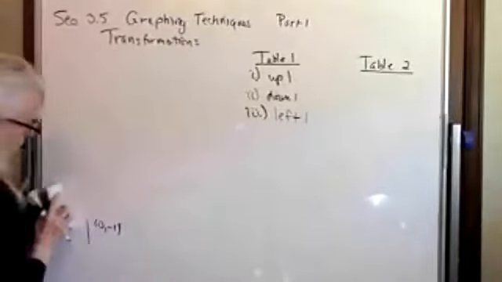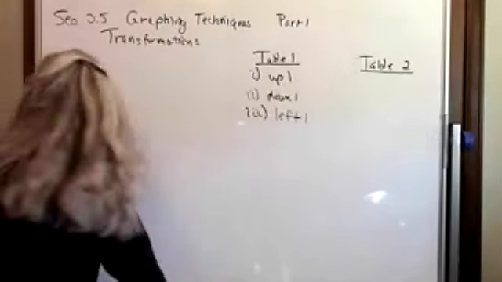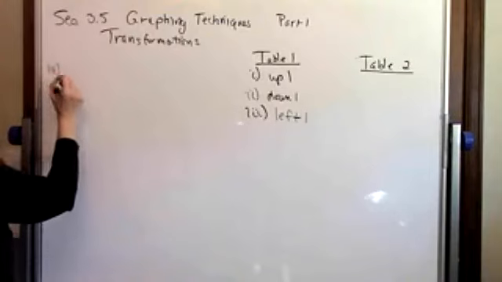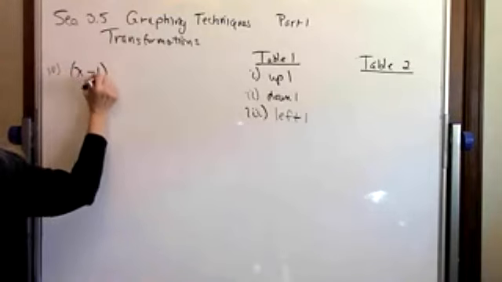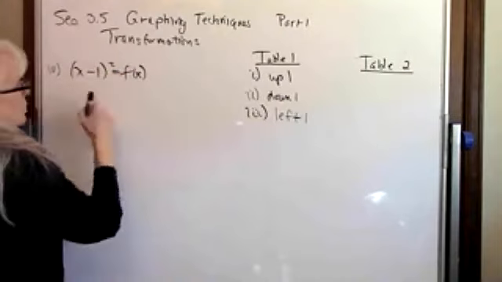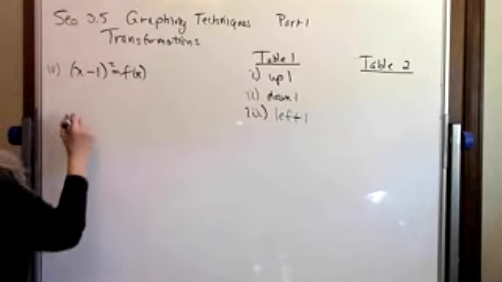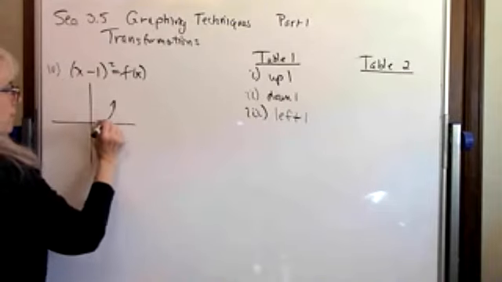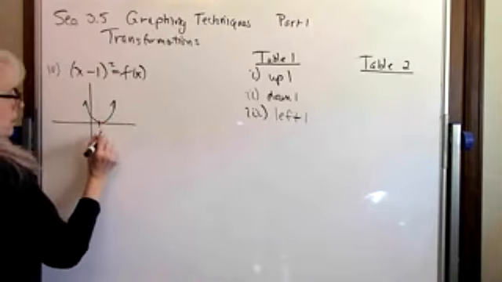Number 4 asks us to graph the quantity x minus 1 squared, and that's equal to f of x. So f of x is equal to the quantity x minus 1 squared. So when you go graph it, you're going to see, sure enough, the graph gets shifted to the right. So this would be at 1, 0.